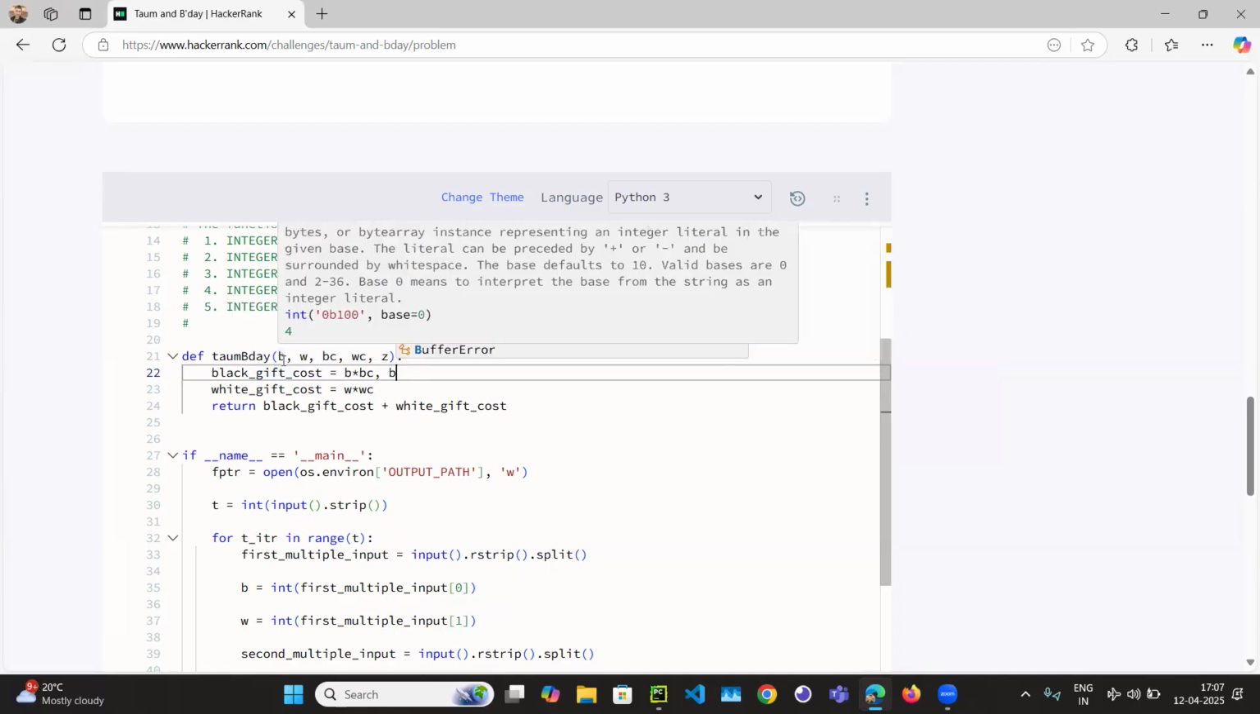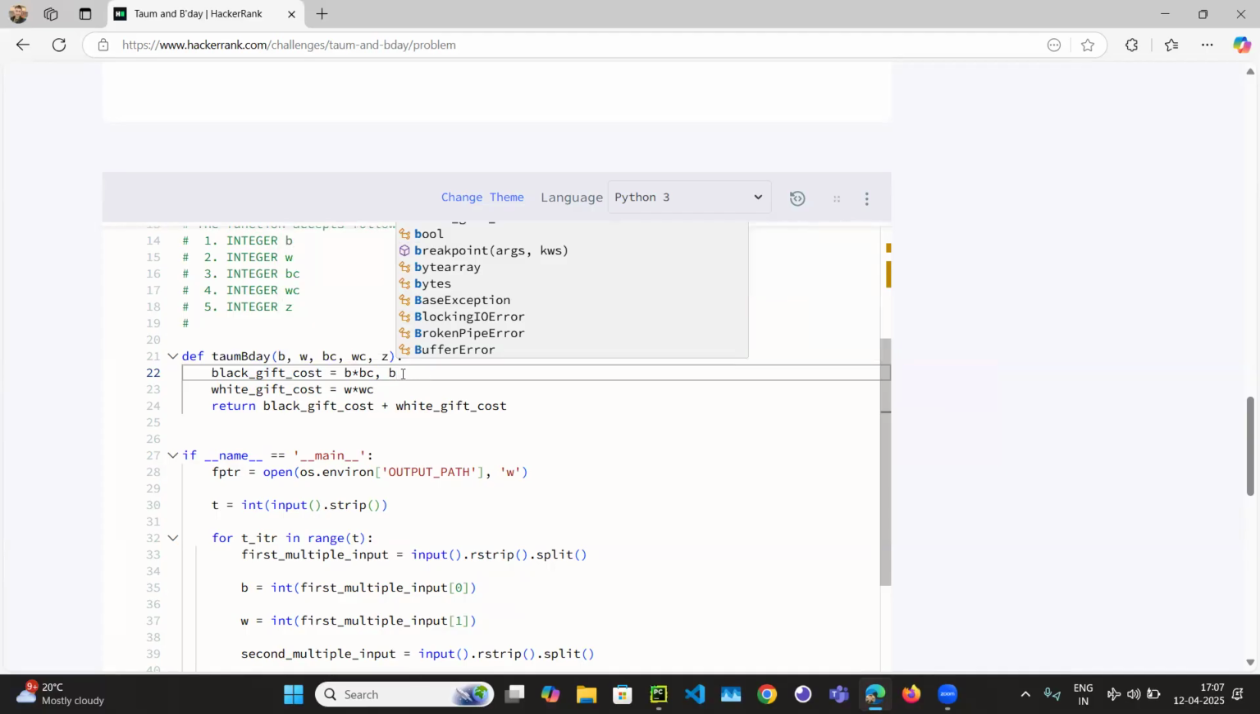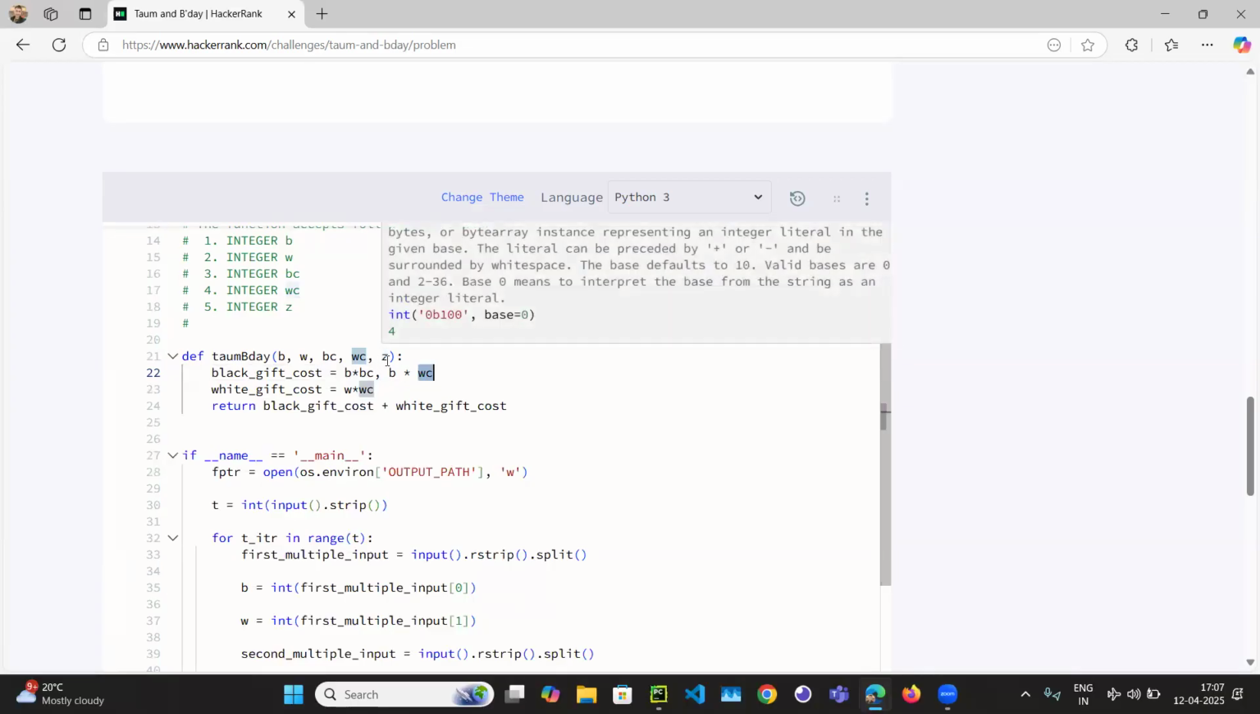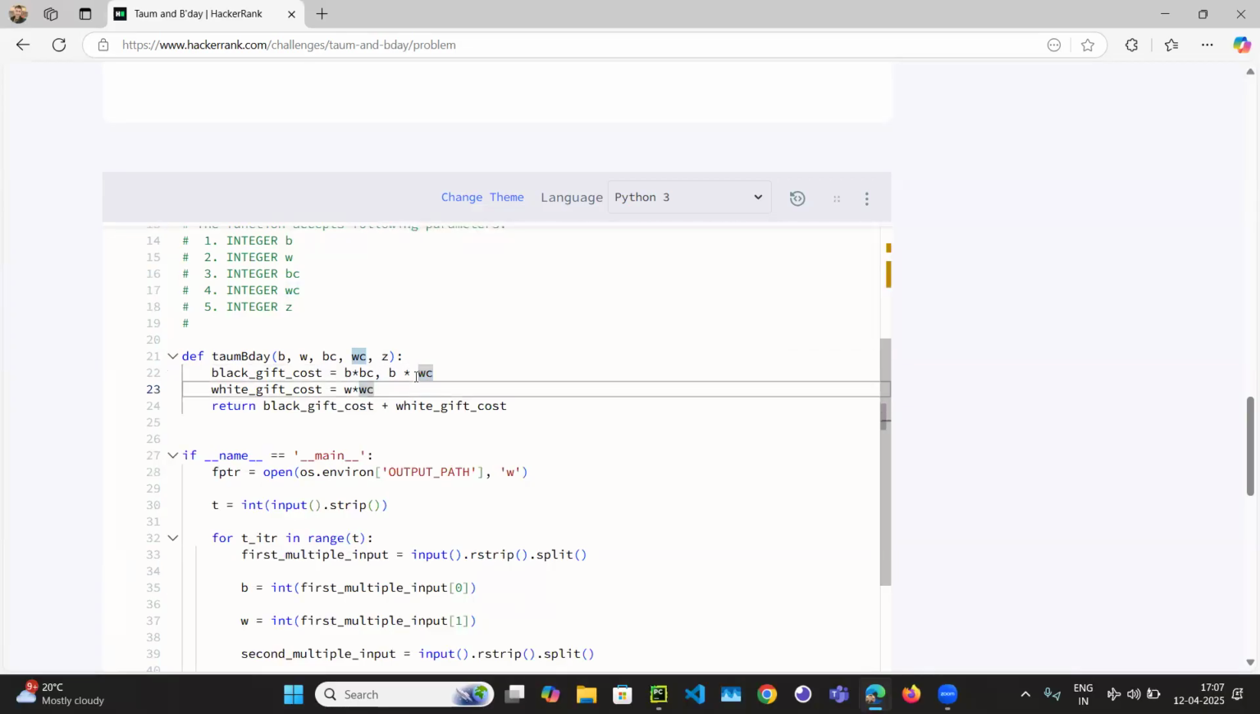Let's suppose you have B black boxes, and if you convert black boxes to the white boxes, you are going to pay the cost for the white boxes, right? Because you converted black boxes to the white boxes. So now this B is actual white boxes and you have to pay the cost. But you have to also pay the conversion cost, which is extra Z rupees, right?